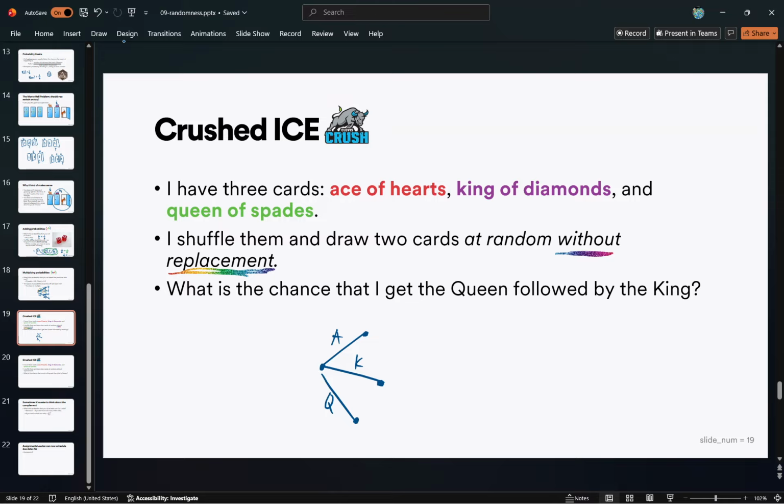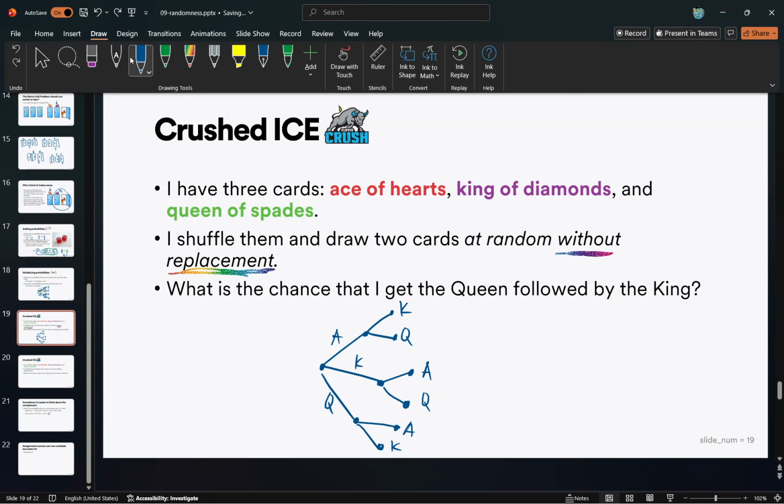So if you pick the ace first, then the next one you pick is either the king or the queen. You can't pick the ace again, right? If you pick the king first, now it's either the ace or the queen. Can't pick the king again. And same for this one. If you pick the queen first, then it's either the ace or the king that's left. You see how it's branching off? So the first time you had 3 options, and then the second time, it's 2 options of whatever's left. Okay? It is still an "and," though, because of the way things are happening.